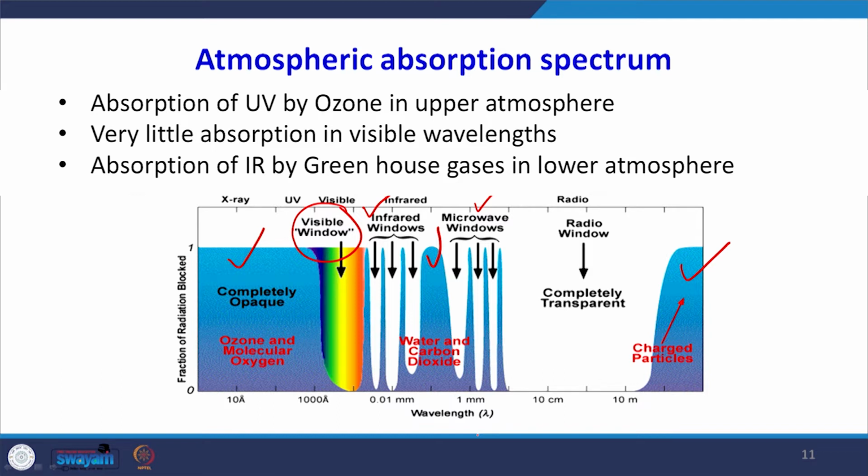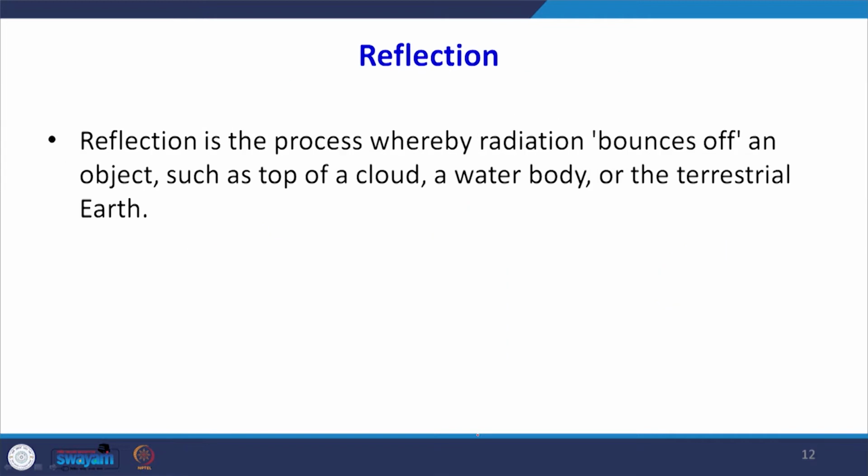So, absorption of ultraviolet by ozone in the upper atmosphere, and very little absorption in the visible part of the wavelength, that is what we see, and absorption of infrared by greenhouse gases in the lower atmosphere. So, that is what we conclude from this curve also.